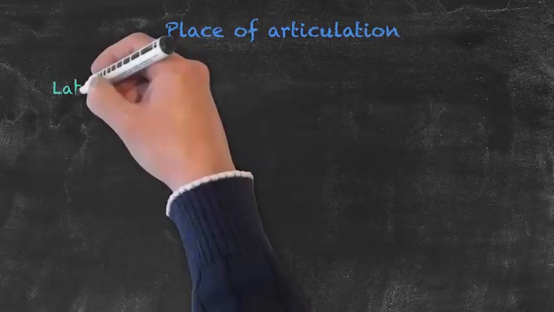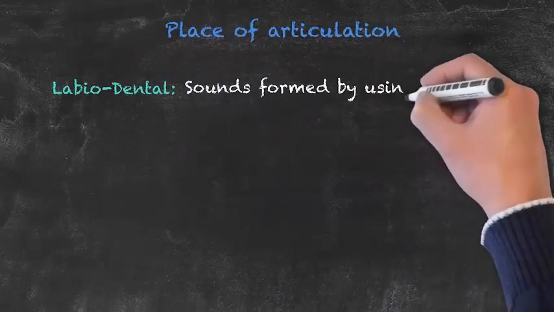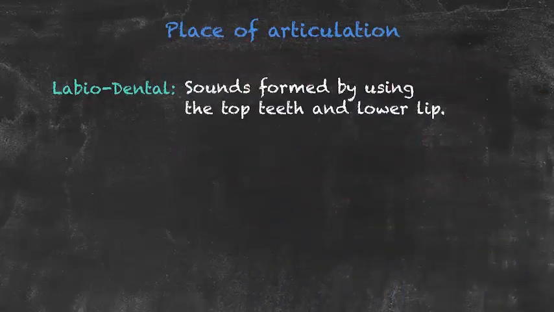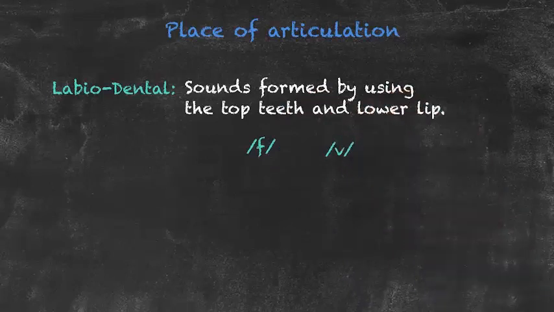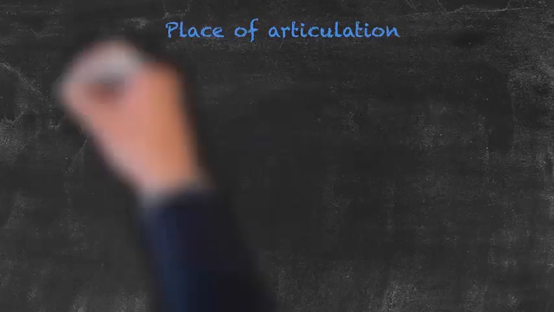Sounds which utilize the bottom lip and the top row of teeth are known as labial dental sounds. The two sounds that are used in this way are the f and v sounds. Again, we're using our top row of teeth and our bottom lip to create our f and v sounds.